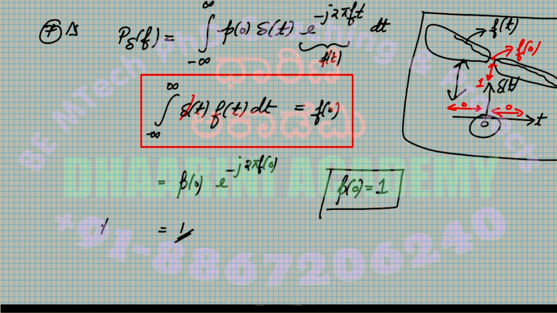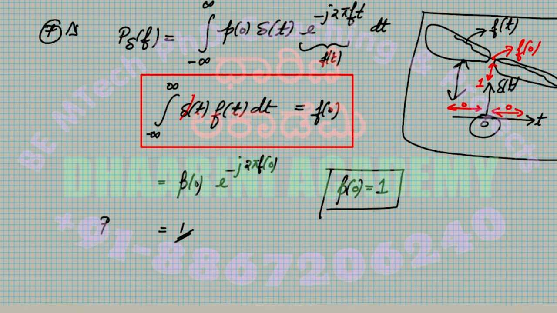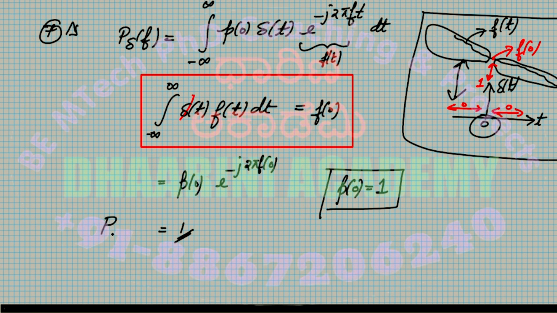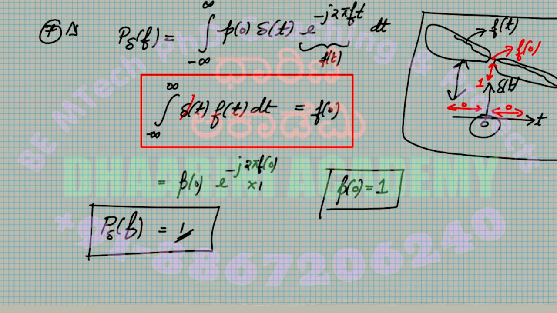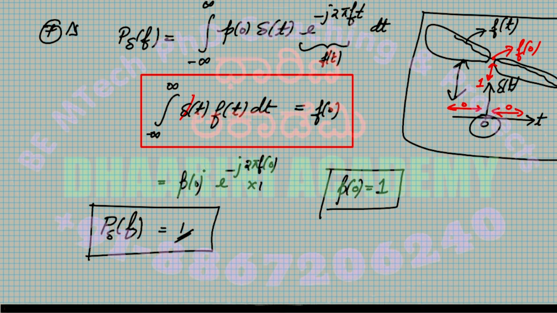So, sorry, I'll write it properly. So this capital P delta of f, we just proved that delta t is also 1, and that's why I have not written it. So this is actually P of 0 into e to the power minus j 2 pi f of 0 into 1, because that is a delta function. Delta of t is 1, right? You know that. Are you okay? Yes. So we got P delta of f is equal to 1.